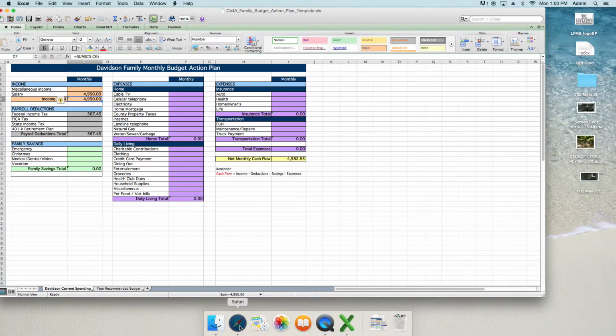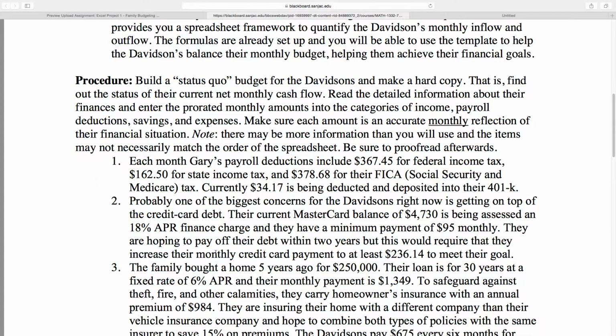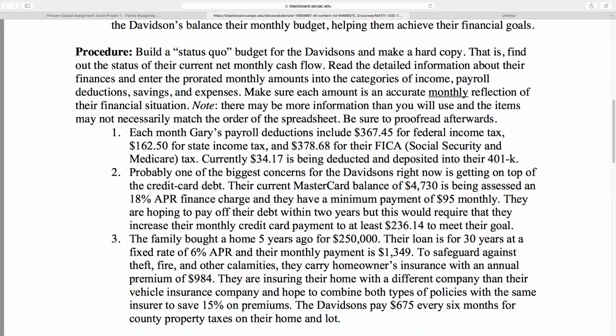So let's look at another one. I'm looking for one that's not monthly. Okay, so here, to safeguard against theft, fire, and other calamities, they carry homeowners insurance with an annual premium of $984. And again, you have to read carefully, right? If it's monthly, you can just enter that number right into the monthly budget. But this is not a monthly payment of $984. This is an annual payment of $984.